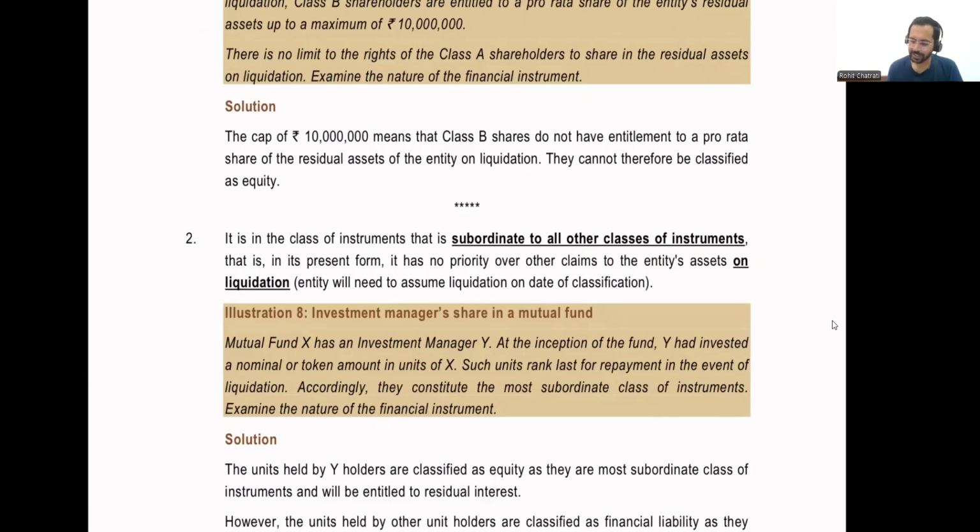The second condition states that this instrument should be subordinate to all other classes of instruments. All right, what does this mean? It basically means that when an entity is going into liquidation, this particular instrument holder will receive money at the last, after all other liabilities are met. You liquidate all your assets, you start paying off your external creditors, bankers, lenders, and so on. Whatever money is left, only if that money is being received by these unit holders, then that satisfies condition 2 and is actually in the nature of equity.